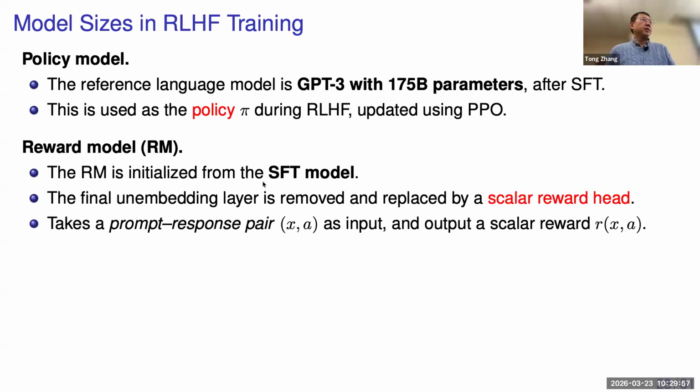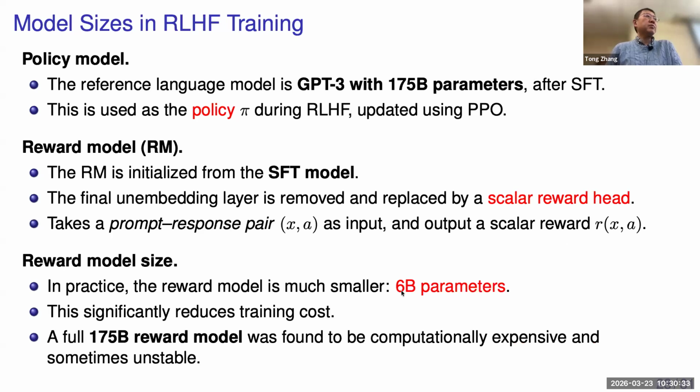It's much smaller. First, it's initialized, again, with the SFT model, but it's a much smaller size, and we'll soon give the model size. The final unembedding layer, which is basically the output layer, the decoding layer, is removed and replaced by a scalar reward head, which is pretty typical for a reward model. I think we will do that as well in the homework, using a pre-trained model to build a reward model. It takes input and outputs the reward, right? So basically this is what it is.